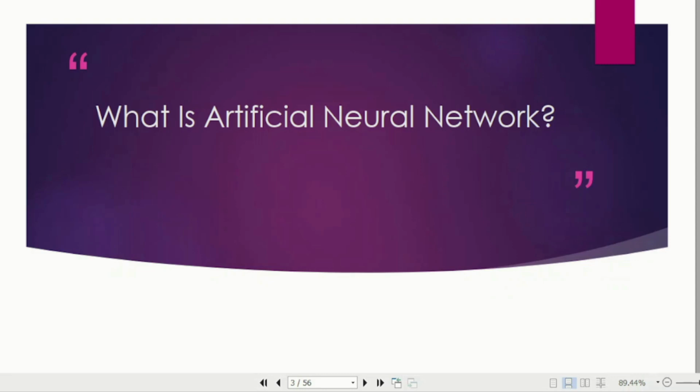So we can say these are the analogy of the biological neurons in neural networks, mimicking the way biological neurons signal to one another. Let's move forward.